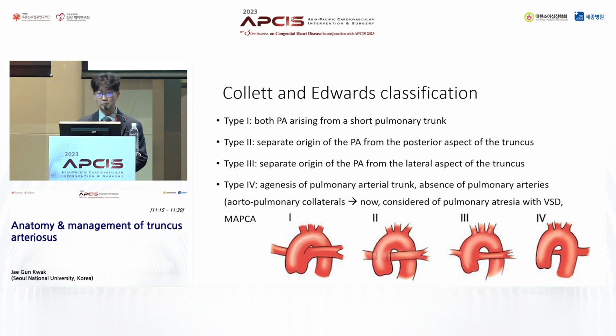Type 1 is both pulmonary arteries arising from a short pulmonary trunk here. Type 2 is separate origin of the pulmonary arteries from the posterior aspect of the truncus. Type 3 is separate origin of the pulmonary arteries from the lateral aspect of the truncus. And type 4 is the agenesis of the pulmonary arterial trunk and absence of the pulmonary arteries. So now this is considered pulmonary atresia with MAPCA.